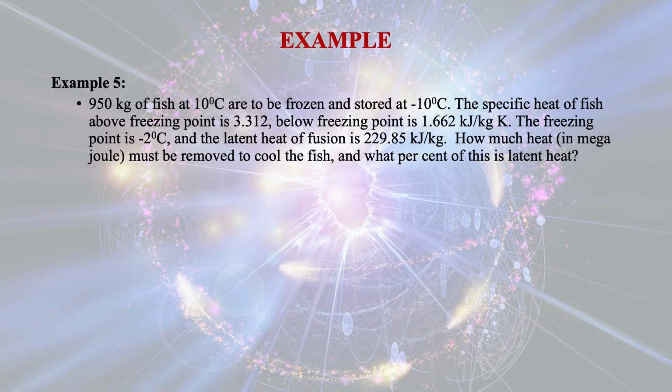This is very interesting because we are cooling the fish from 10 degrees centigrade to minus 10 degrees centigrade, but the freezing point for the fish is minus 2 degrees centigrade. So first of all, we have to cool down the fish in 3 stages. From 10 degrees centigrade to minus 2 degrees centigrade, then at minus 2 degrees centigrade we have to remove the latent heat so that it will be completely frozen. After that, we have to reduce the temperature from minus 2 degrees centigrade to minus 10 degrees centigrade.